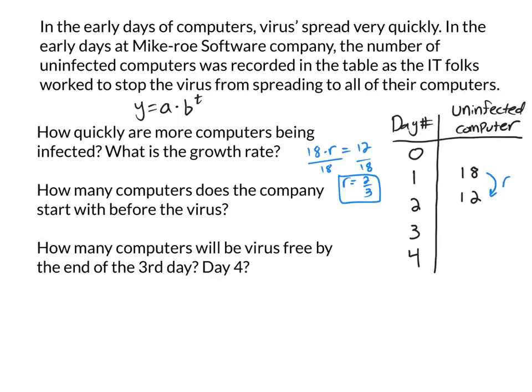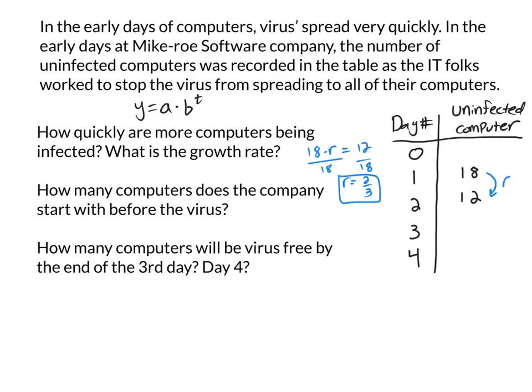R is 2/3. So that's my growth rate. How many computers does the company start with before the virus? Again, we're going to use the information that we have from our equation that we like to use, y equals A, a starting point, times B, growth rate, to the power of t, to determine this. I know a lot of information here about 2 and 12, so I'm going to use that, plugging in values that I know. Y is the uninfected computers, 2 is the day number or the time that has gone by since this problem started. I'm going to substitute values in.